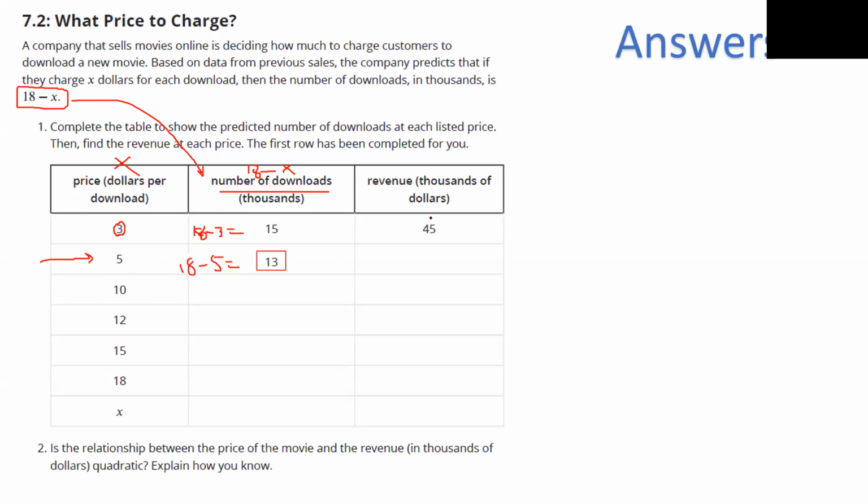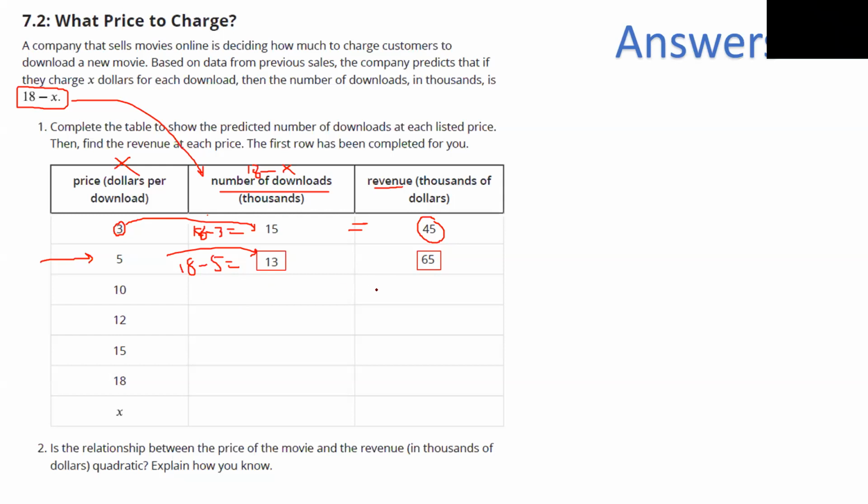Now, the question is, how do we get 45 here? Well, if the price is 3 dollars and the number of downloads is 15, then if we multiply these 2 terms, the price and the number of downloads, 3 times 15 gives us 45. So if you have a price of $5 per download and 13,000 downloads, if we multiply these, we get a total of 65 thousand dollars in revenue. And revenue just means how much money they're generating.